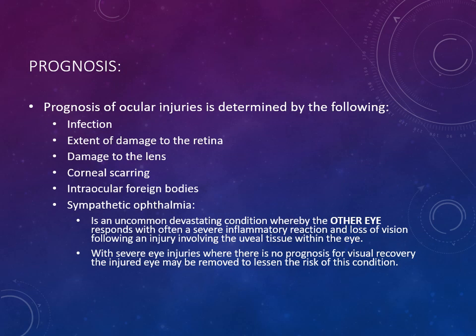Just a few words about sympathetic ophthalmia. It's an uncommon, devastating condition where the other eye responds with a severe inflammatory reaction and loss of vision following extensive injury to the uveal tissue within the eye. That's why, often, when there is severe eye injury and no prognosis of visual recovery, it's better to remove that eye in order to lessen the risk of sympathetic ophthalmia. However, sympathetic ophthalmia is an uncommon disorder.